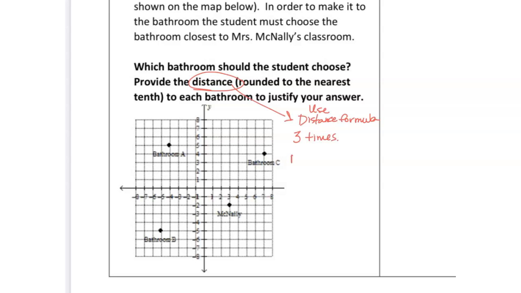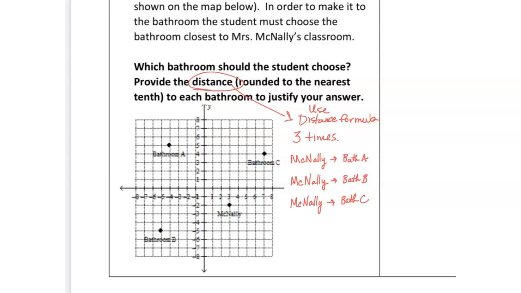Once to go from Mrs. McNally's classroom to bathroom A. I'm just going to put bath A. Once to go from McNally's room to bathroom B. And once to go from McNally's room to bathroom C.